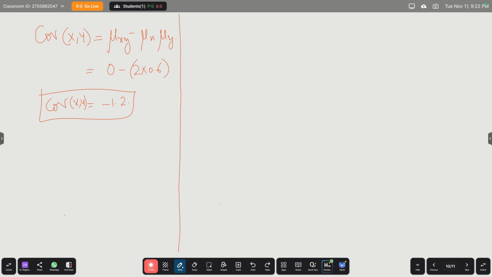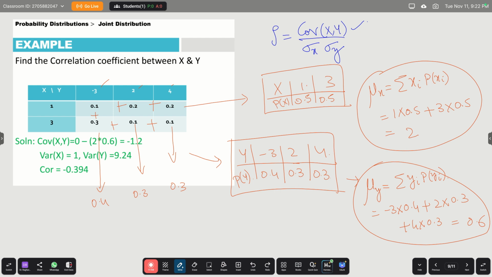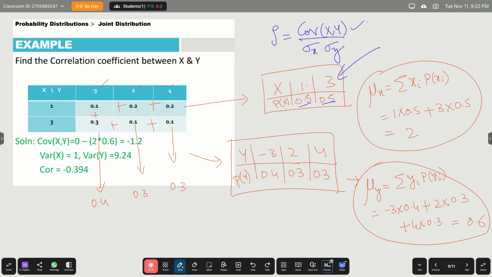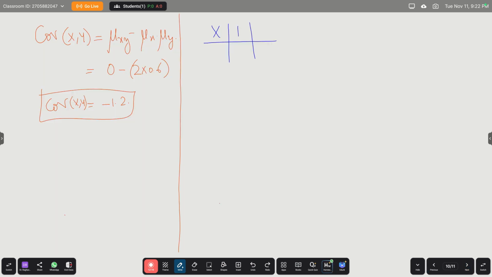First let me take the variable x and its probability distribution, and I'll find the standard deviation. So what is the standard deviation for the probability distribution of x? You can check, we have done it here. X is taking the values 1 and 3, and the probabilities are 0.5 and 0.5.